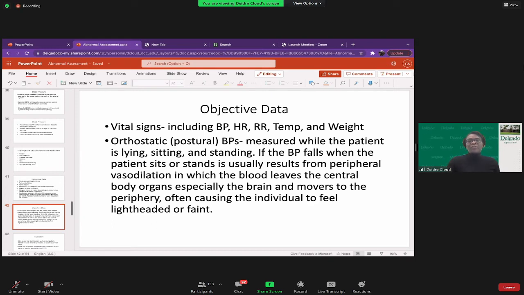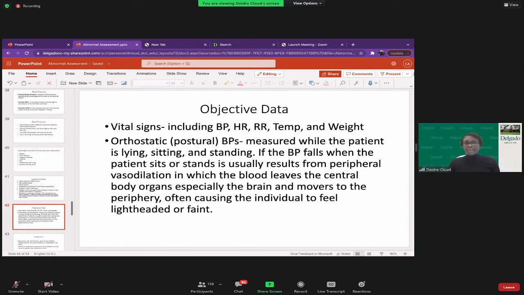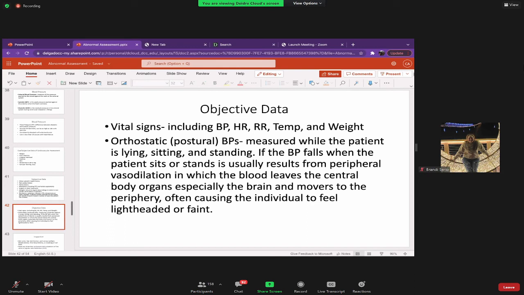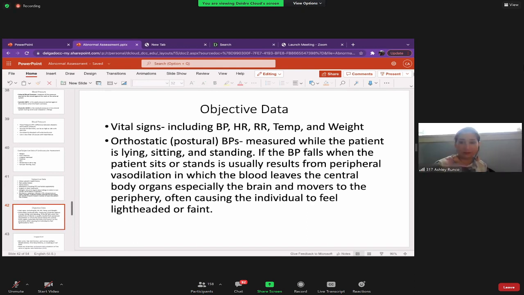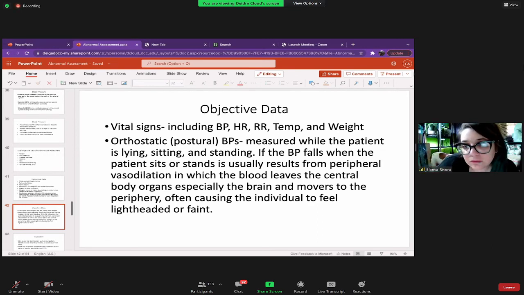A positive orthostatic. Orthostatic hypotension. Yeah, what is it indicative of? Probably from medication or really low blood pressure. Hypovolemia, dehydration. Side effects of medication, like antihypertensives and things like that.